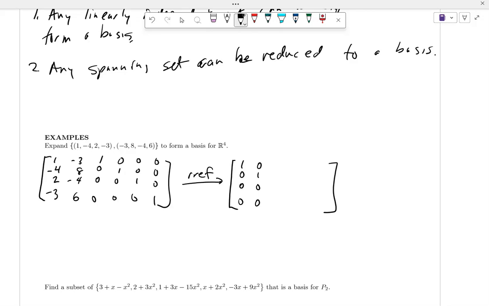Yes? Because it definitely does span, right? If I stick the standard basis on there, it's definitely going to span, without a doubt. So if I want to increase a linearly independent set into a basis, I'm going to just add the standard basis and I'll throw out the ones I don't need. That's what we're going to do.